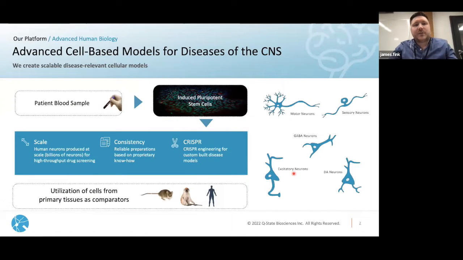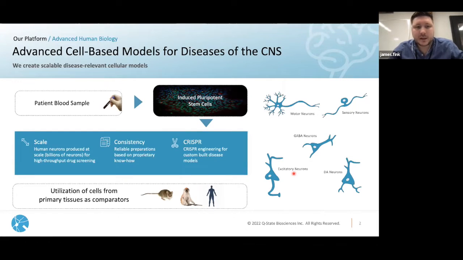So now I'll just walk quickly through each of the individual pieces of this particular platform. We have a lot of experience here at Q State working with hospitals and academic institutions in acquiring patient samples for diseases of interest. So this is through IRB protocols and the transfer of materials from those institutions to Q State. We then reprogram those cells into induced pluripotent stem cells that then can be derived into the cell type of interest depending on what disease we're actually interested in for a particular target.